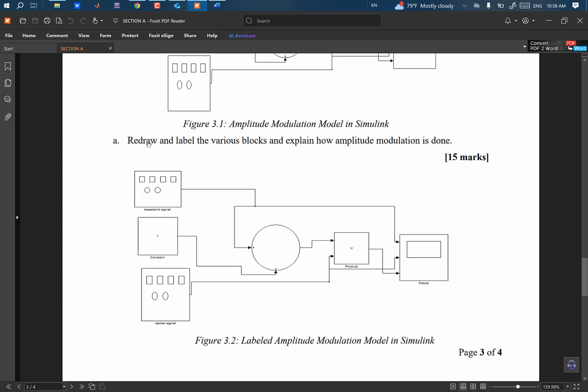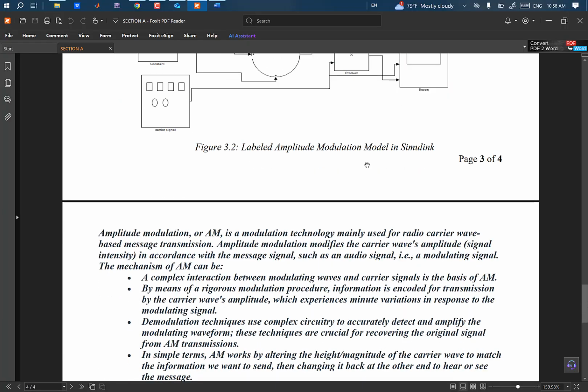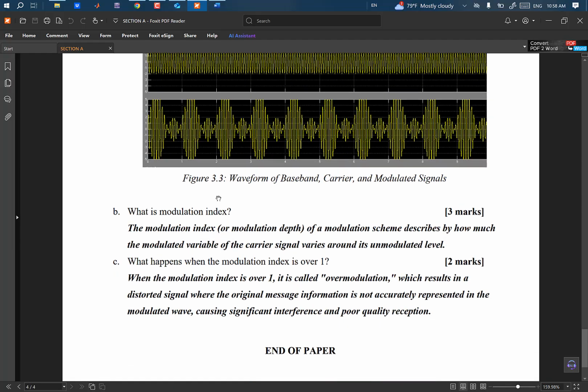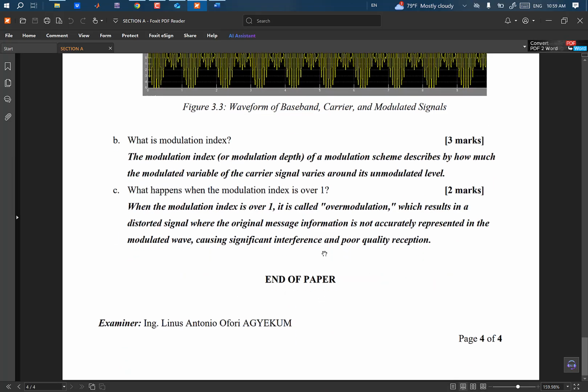So basically you are asked to redraw, label the various blocks, and explain how amplitude modulation is done for 15 marks. And you were asked what is modulation index. So it's basically it describes how the modulated variable of the carrier signal varies around its unmodulated level. And then we also asked what happens when modulation index is over 1. So that is also there for your consumption.